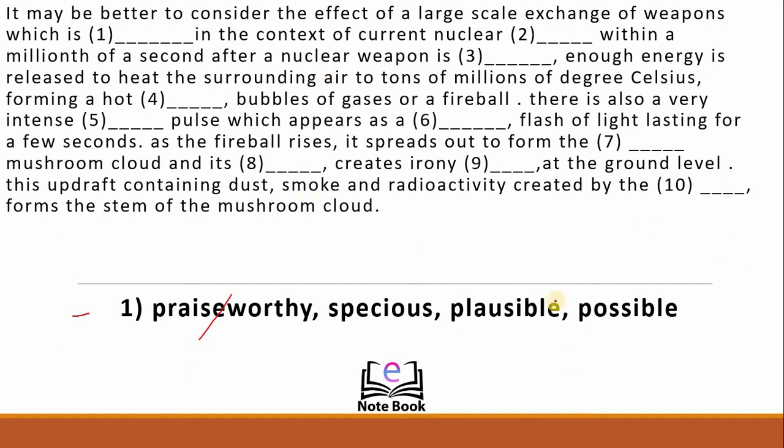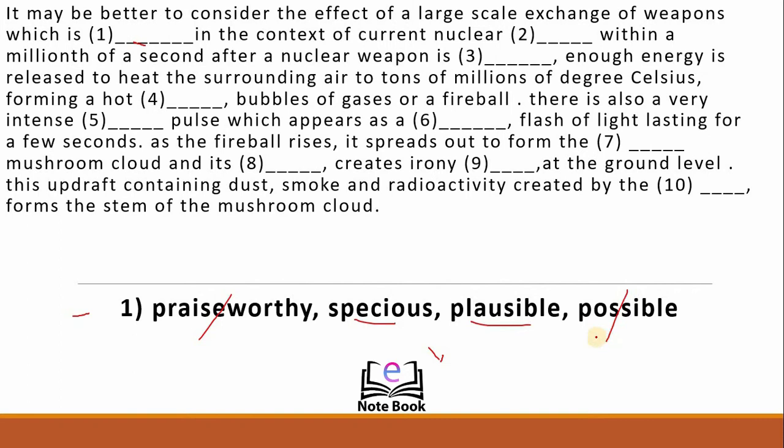Which is possible? Okay, I'll keep possible as an option. But what do these two mean, specious and plausible? You have to have vocab skills for this. Specious and plausible mean anything which is looking reasonable, looking correct, but is actually not. So these are the words we think are the most fit for the first blank. It may be better to consider the effect of a large-scale exchange of weapons, which is right in the context of current nuclear dash, but which is not actually right. So if one knows the meaning of specious and plausible, we know that these two options fit the first blank.